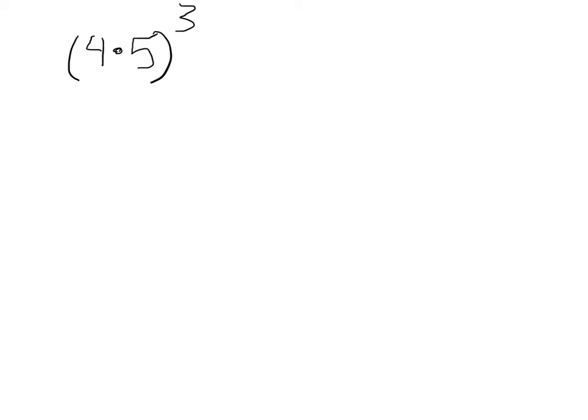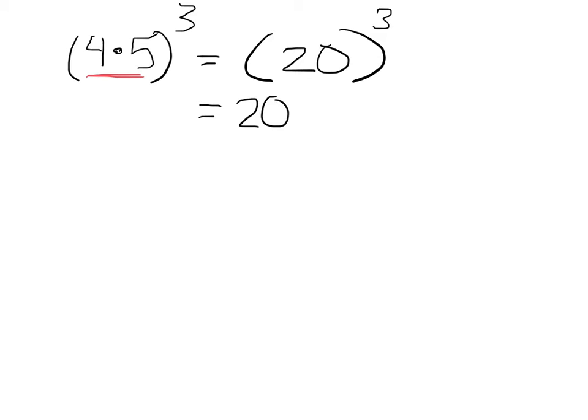If I take a look at what's inside my parentheses, because that's my first part of PEMDAS, I have 4 times 5. So 4 times 5 gives me 20. Raised to the third still is outside. So this is the same as writing 20 times 20 times 20, which equals 8,000.